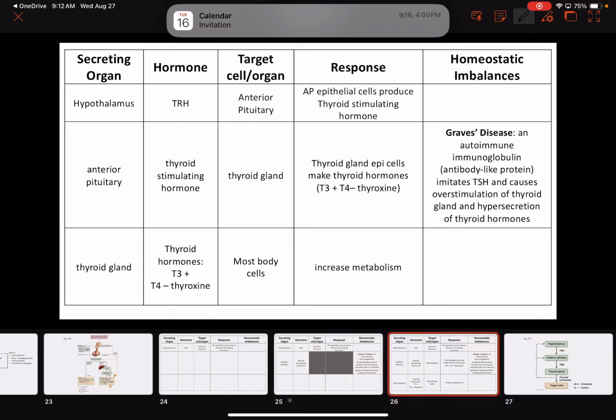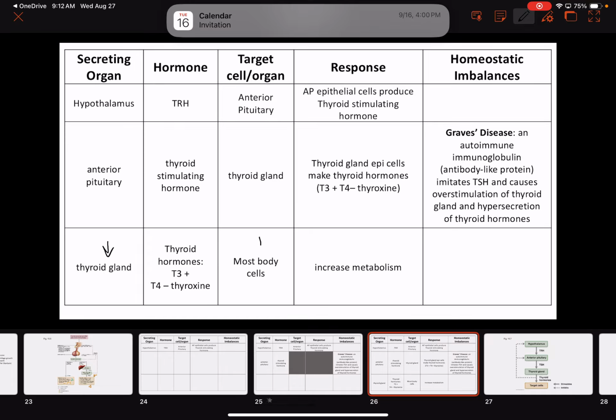Once thyroid hormone is released by the thyroid gland, it's going to target most body cells. Remember, all of our body cells have the ability to metabolize, so it really can target any cell in order to increase metabolism. Any questions on that? Okay. And most of that table was already filled out for you, I think.